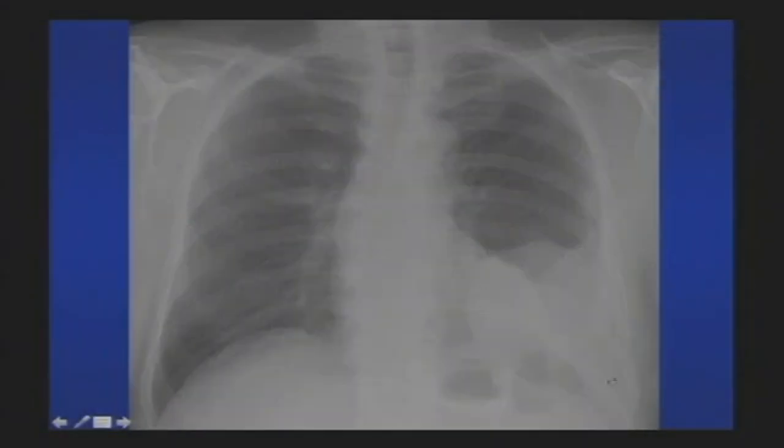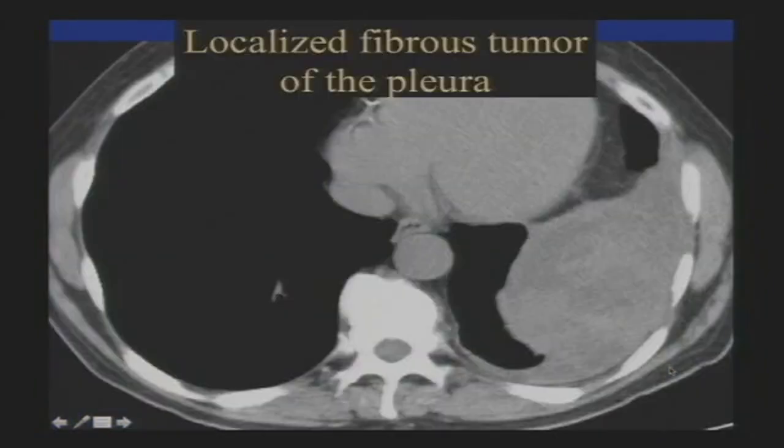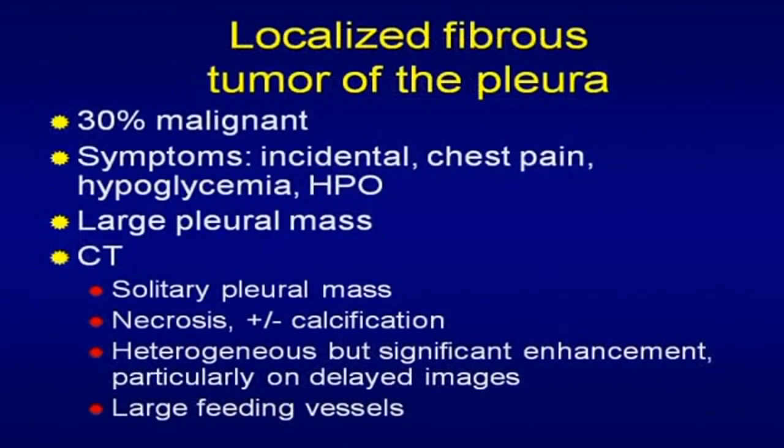Okay, big mass here. It looks like it's probably extrapulmonary because of the angles it makes with the chest wall, and the fact that you see a nice border here but not there. So this was actually a localized fibrous tumor of the pleura, which tends to be quite large when discovered because most patients are asymptomatic. You have this enormous mass, and it grows and grows until finally they get a little bit of chest pain or a little bit of cough from adjacent lung reaction.